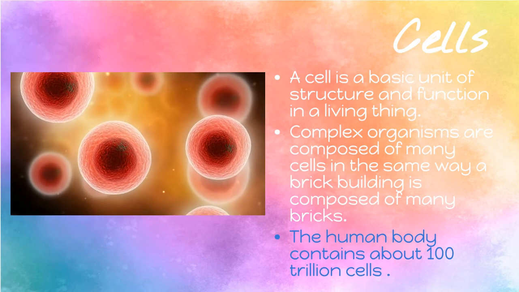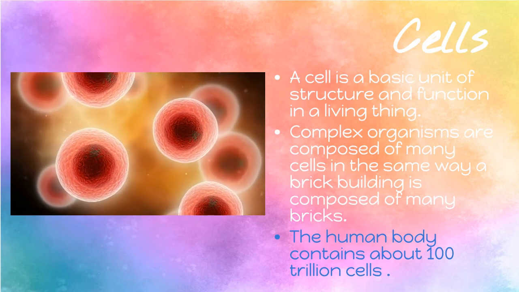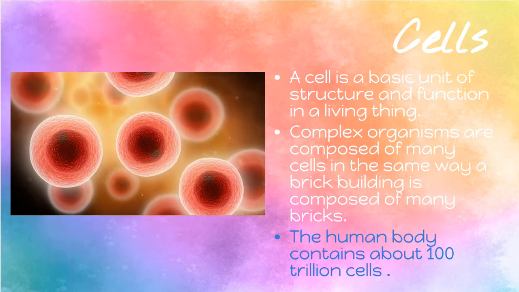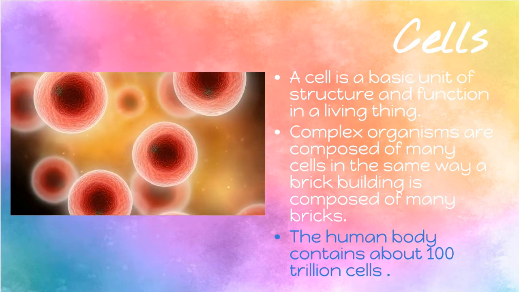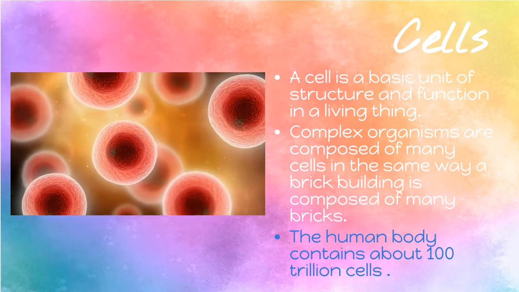Cells. A cell is the basic unit of structure and function in a living thing. Complex organisms are composed of many cells in the same way a brick building is composed of many bricks. The human body contains about 100 trillion cells.